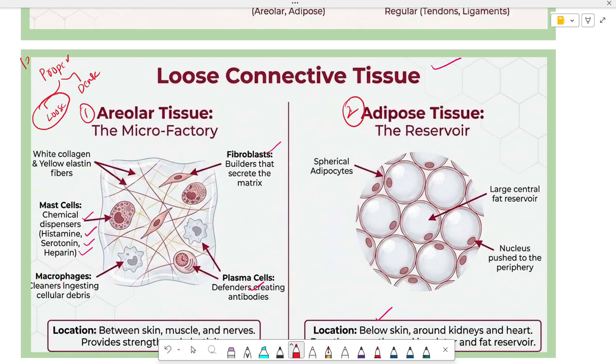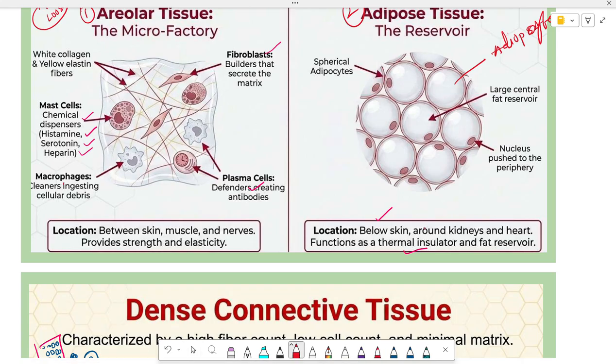Adipose is simple, everyone knows this very easy tissue. Each cell is called an adipocyte. Here this is the adipocyte cell, meaning a fat cell. A group of fat cells becomes fat tissue in the body. Structurally, the nucleus is at the periphery, and the fat is deposited, spherical. They are present below the skin, below the kidney, below the heart, and in different places. The role of this tissue is that it helps as a thermal insulator. It acts as an insulator and a fat reservoir of the body.